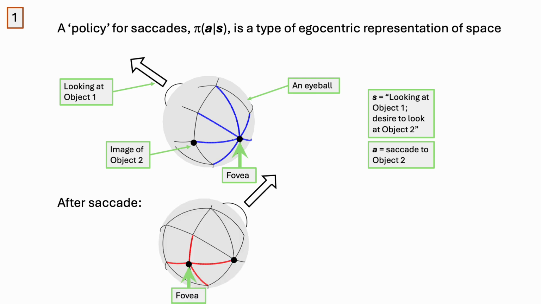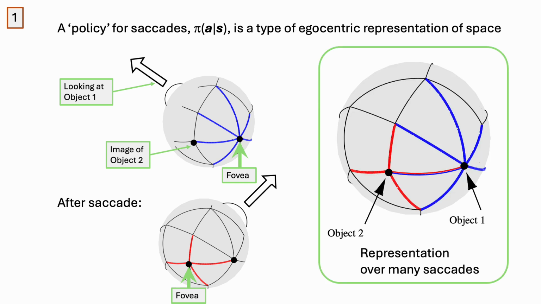After the saccade, the eye is moved, and you're looking at object 2, the fovea is on object 2. If you think of those together, you can put them together into a representation of all the objects that you might look at from this location in space. So the representation over many saccades gives you the visual direction of objects and how to get between them. So that's a type of egocentric representation of space. But it's also a policy.